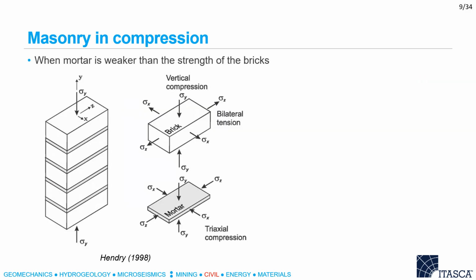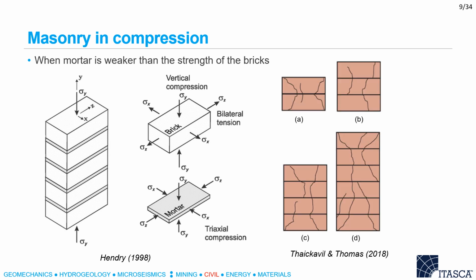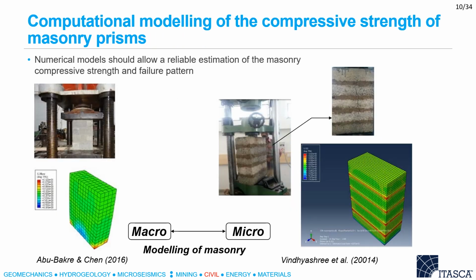It is well known that when mortar is weaker than the bricks, then the bricks are subjected to bilateral tension and the mortar to triaxial compression. The failure mechanism of a masonry prism subjected to compression is characterized by vertical cracking. Therefore, in order to accurately model the compressive strength of masonry, the numerical model should allow a reliable estimation of the masonry compressive strength and failure pattern.